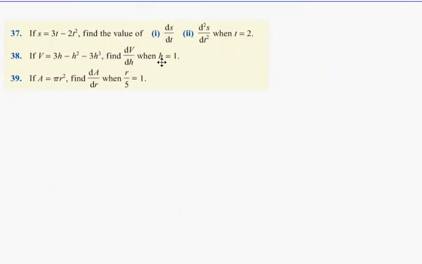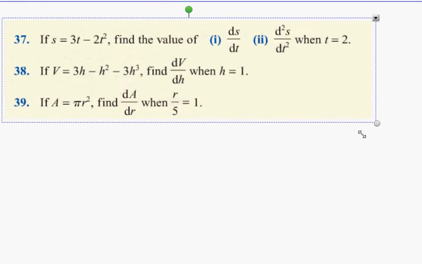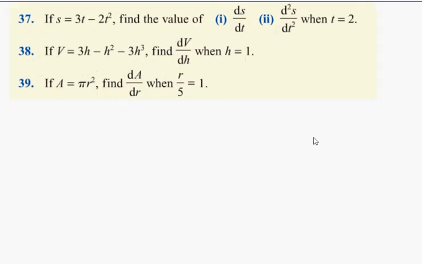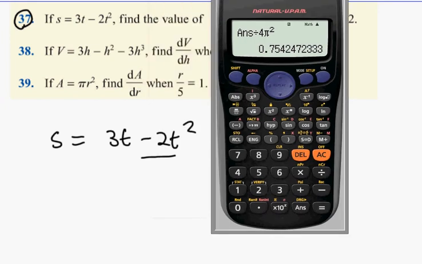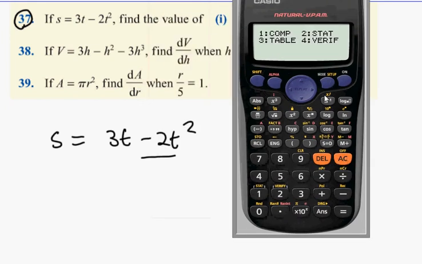Next one is question 37, 38 and 39. Okay? So these ones here, what they want you to do is, they'll ask you for instance 37, okay? Now this is an example, I'm going to give you real life context to this. S is usually the distance covered by an object, okay? Sorry guys, it's 3t minus 2t squared.